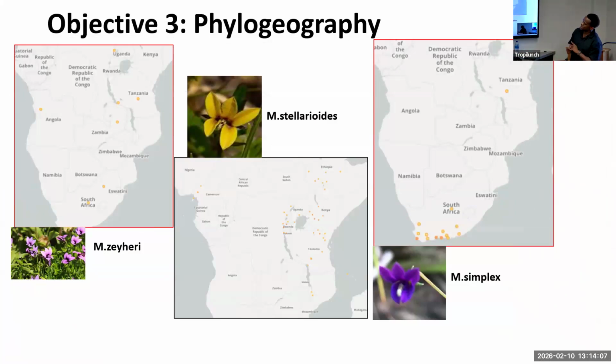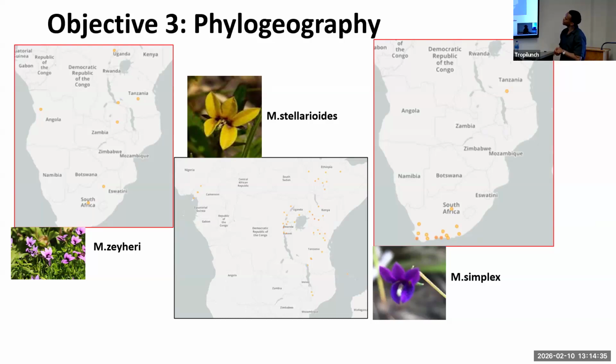The main focus for this particular chapter is three species. There's Monopsis zaheri, which you can see from the map appears in Western Africa, which is Angola, and then in East Africa, which is Tanzania, and it also occurs in Southern Africa, if I'm not mistaken. And then there's Monopsis delaroiti, which occurs in Western Africa and East Africa, but there is another subspecies occurring in Southern Africa.